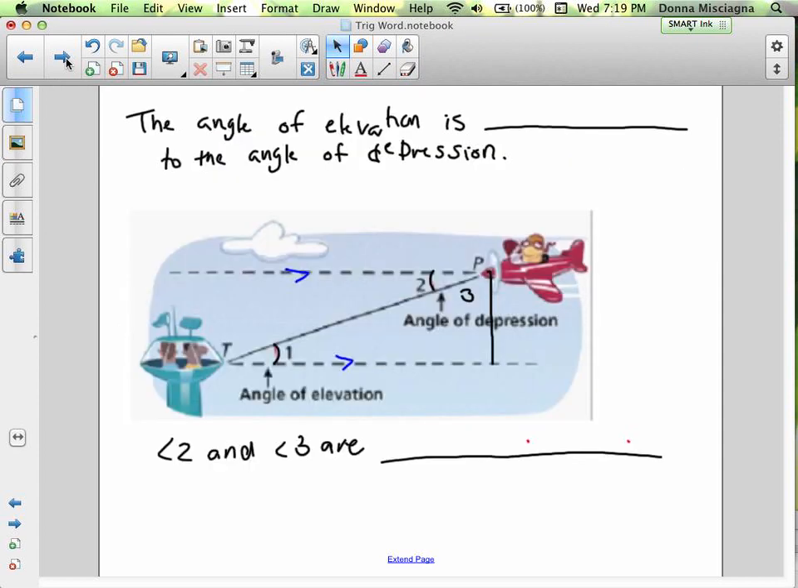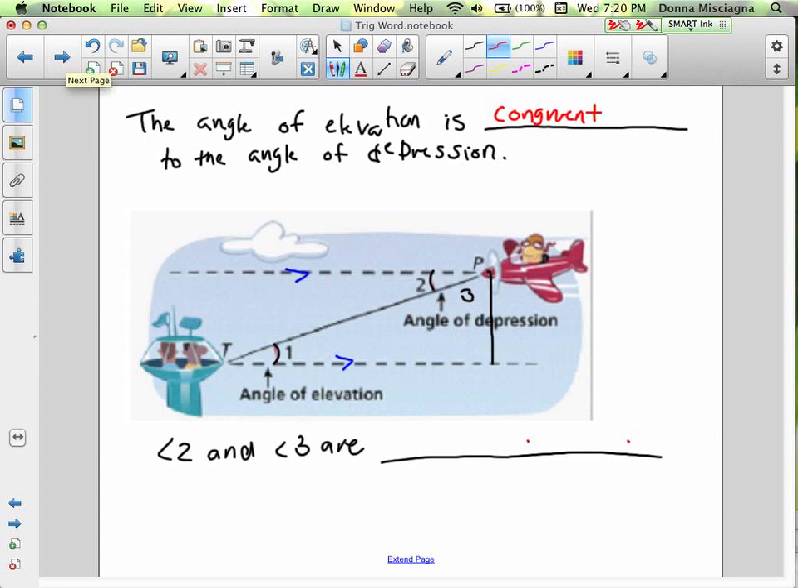All right, so here we have the picture a little bit larger. I have this in your notes: the angle of elevation is blank to the angle of depression. We're going to fill in congruent. And I hope you're thinking about why they might be congruent, and hope you notice that those are parallel lines. All right, so angle 1 is congruent to angle 2 because they are alternate interior angles formed by parallel lines.